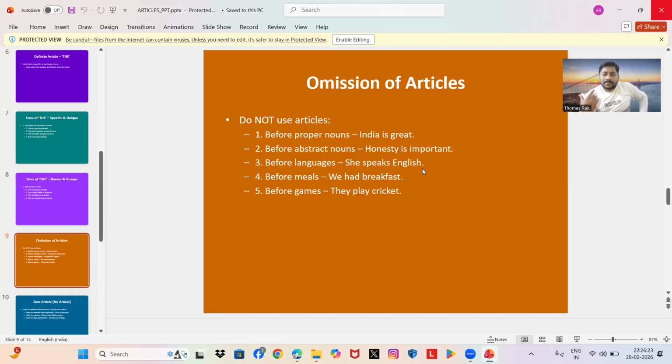Before the names of the subjects also we should not use it. So the mathematics, we should not say the mathematics. We have to say simply mathematics, physical science, social studies like that only. Before the names of languages, before the names of subjects also we should not use the article. Before games, they play cricket. So before the names of the games also we should not use the article the.